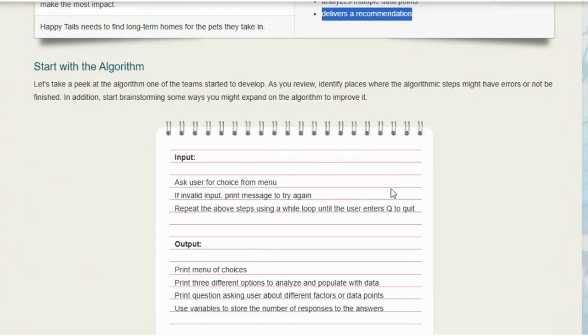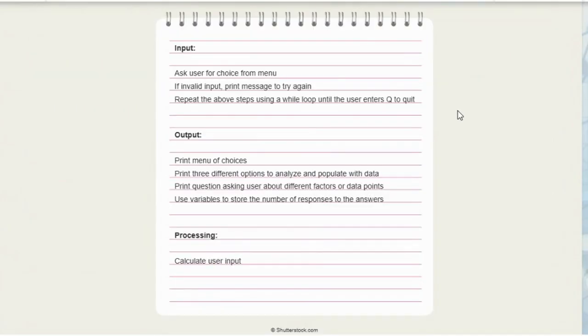So let's start with the algorithm. Let's take a peek at the algorithm one of the teams started to develop. So here's one of the teams already working on this. As you review, identify places where the algorithmic steps might have errors or not be finished. In addition, start brainstorming some ways you might expand on the algorithm to improve it. So here's what they're playing with.